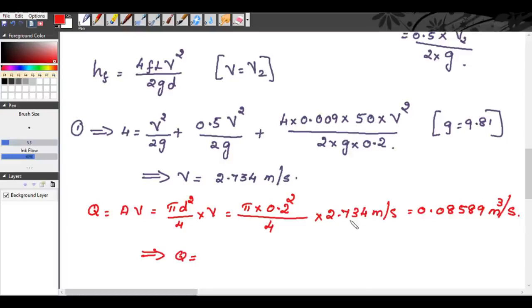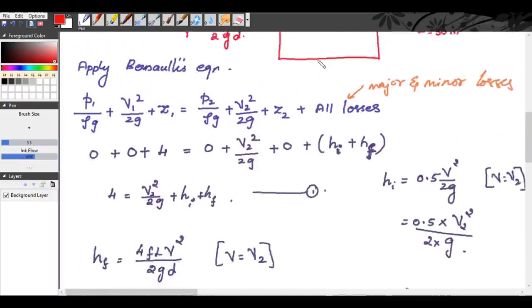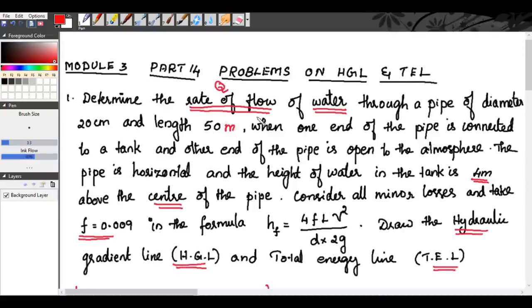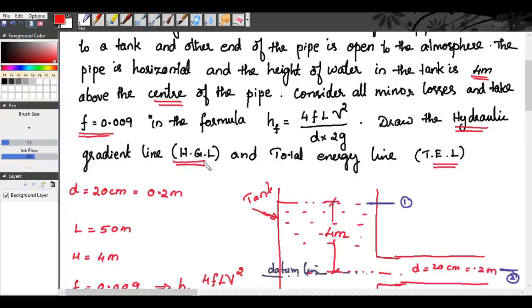So converting it into liters, you multiply it by 1000, we get 85.89 liters per second. So this is the discharge. The first part, finding the discharge rate of flow, is over. Now we need to draw the hydraulic gradient line and total energy line.